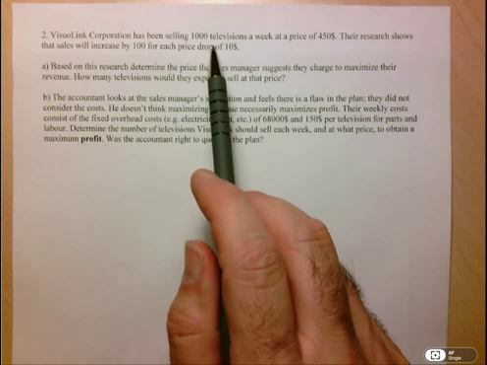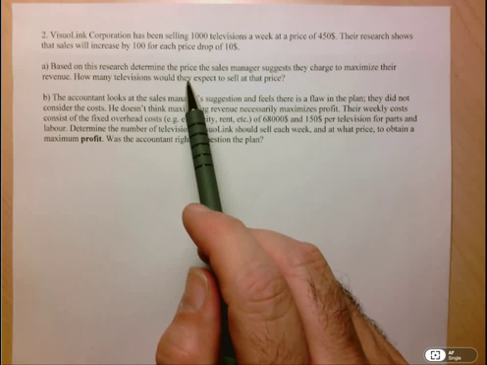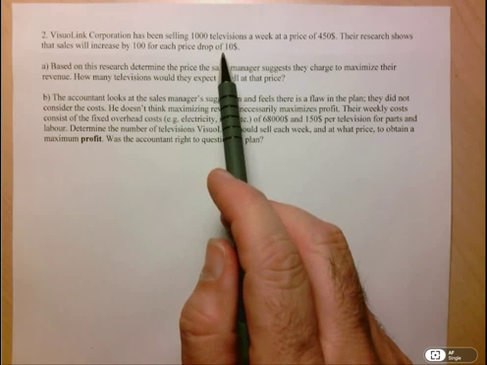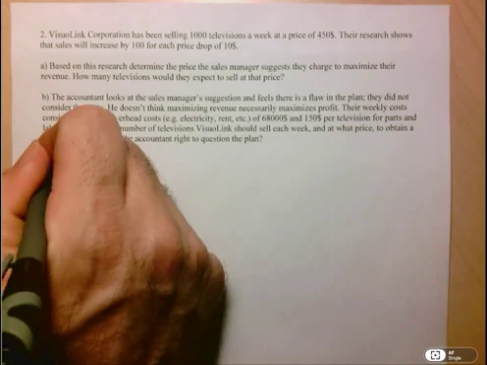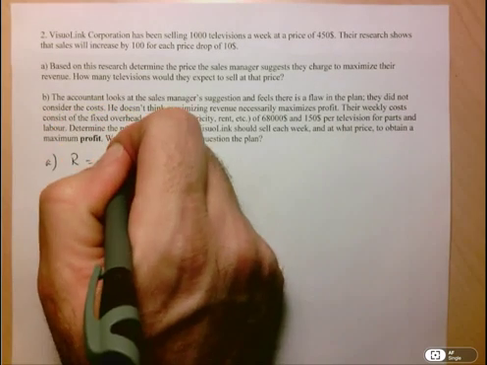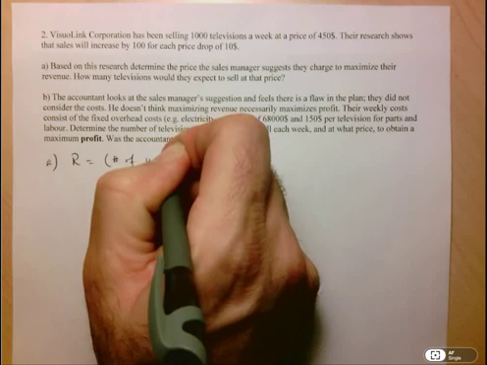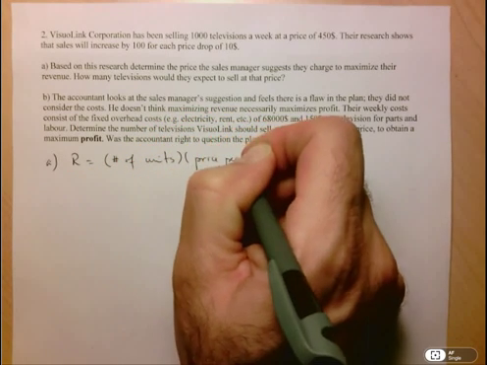Currently, they're selling 1,000 televisions at $450 each, and the research shows that if you decrease the price by $10, they'll sell 100 more units every week. Okay, and we want to use this information to maximize the revenue. So first of all, let's start with defining revenue. So the revenue is the number of units multiplied by the price per unit.